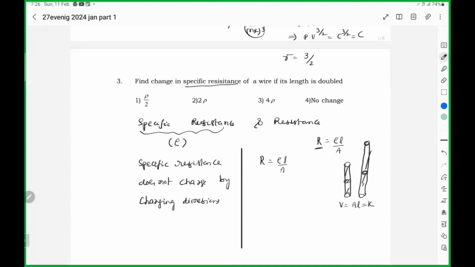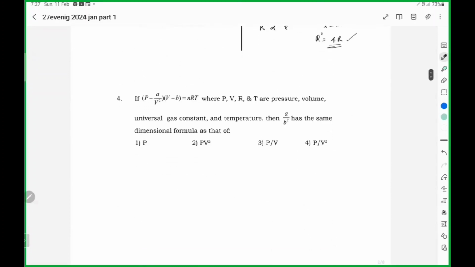So A times L is constant. In place of area, I will write K by L. So R here is proportional to the square of length. Suppose length is doubled, the new resistance is 4 times, because 2L whole square is 4L square. So for this question, the answer is that specific resistance does not change by changing dimensions.